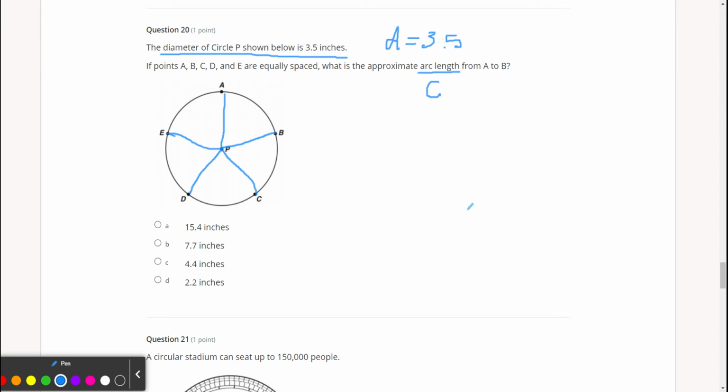So it's divided into 1, 2, 3, 4, 5. So you do 360 divided by 5, and you get that little angle. What's the angle? 360 divided by 5 is 72. Then 72 divided by 360 times the circumference. Yeah, that's what it is.